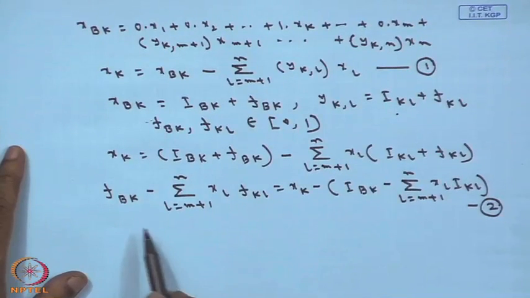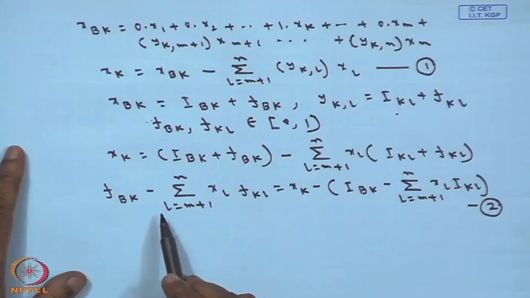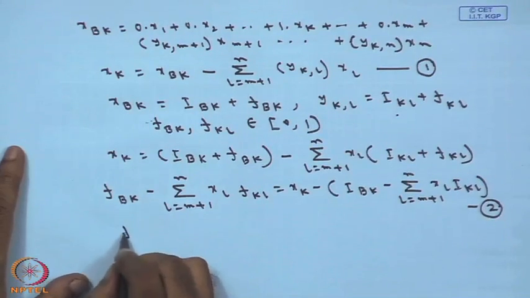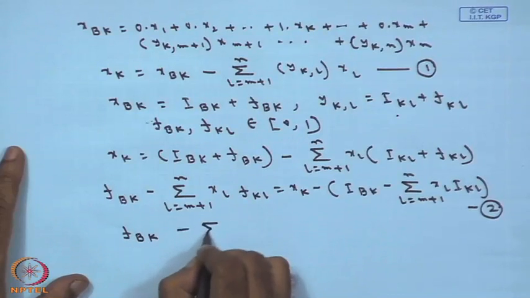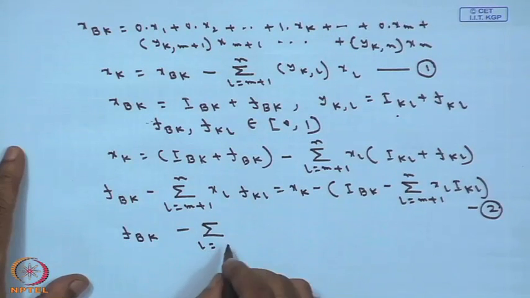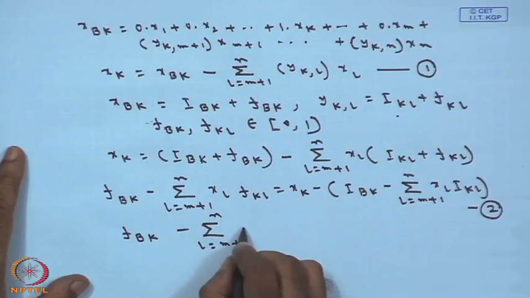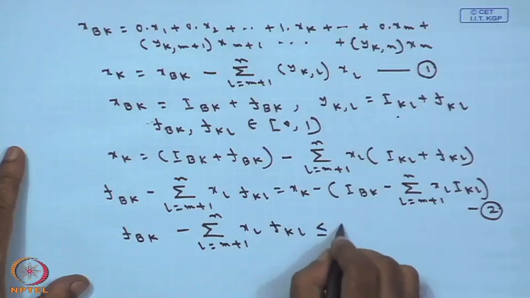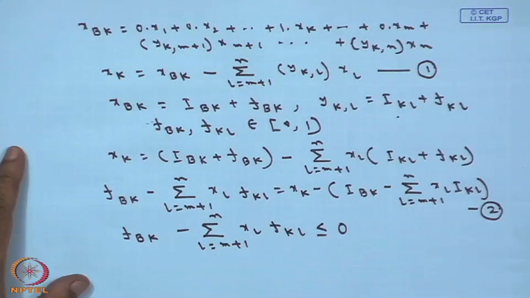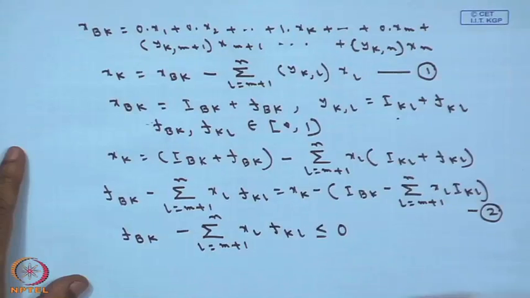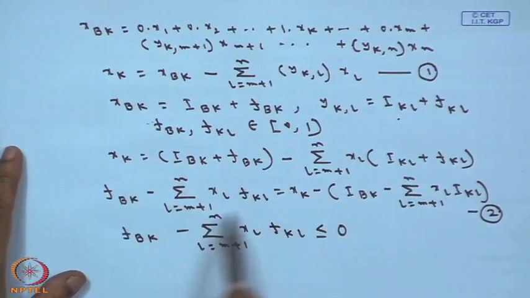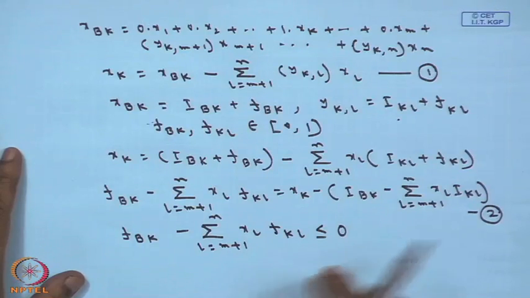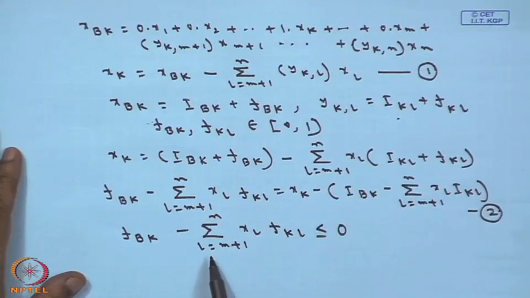And please note that f_bk lies in between 0 to 1, so from these two you can write down f_bk minus summation over L equals m plus 1 to n x_L into f_kL should be less than or equal to 0, since it is an integer value. So, it should be either 0 or it should be a negative number. So, you are getting this above inequality.